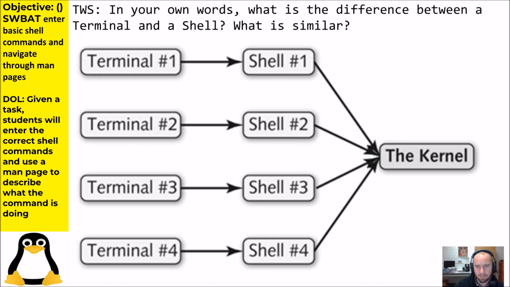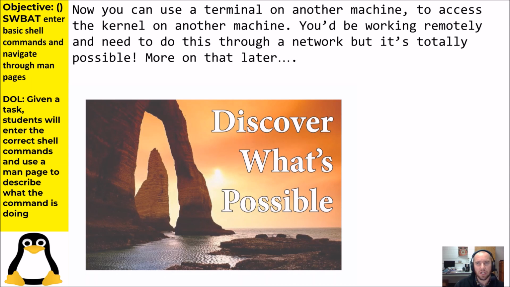Now, you can use a terminal on another machine to access the kernel of another machine. So that's a networking thing. That's pretty spiffy that you're able to do that. You'd be working remotely, and you'd need to do this through a network. So the computer must have some sort of a network card for you to make this happen.